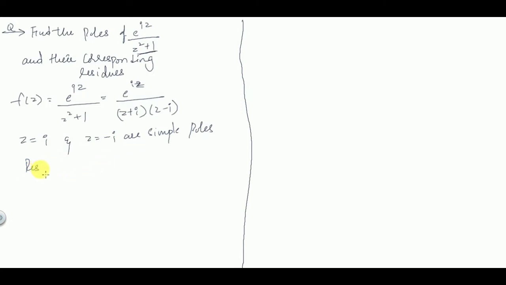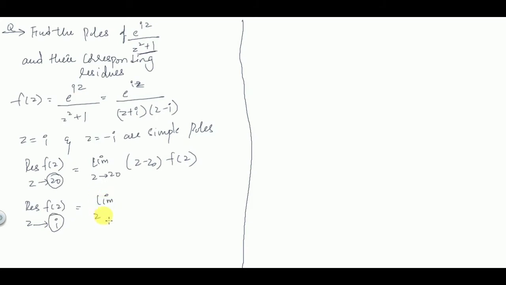Therefore, residue of f of z at z is equal to z naught, for a simple pole, is given by limit as z tends to z naught, z minus z naught into f of z. So first of all, for residue of f of z at z is equal to i, now z naught is equal to i. So it is limit as z tends to i, z minus i into f of z. f of z is e power iz by z plus i into z minus i.